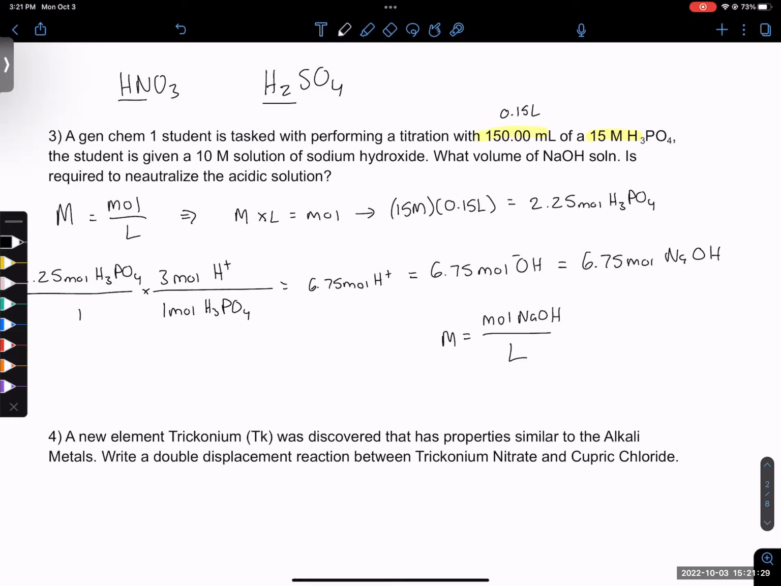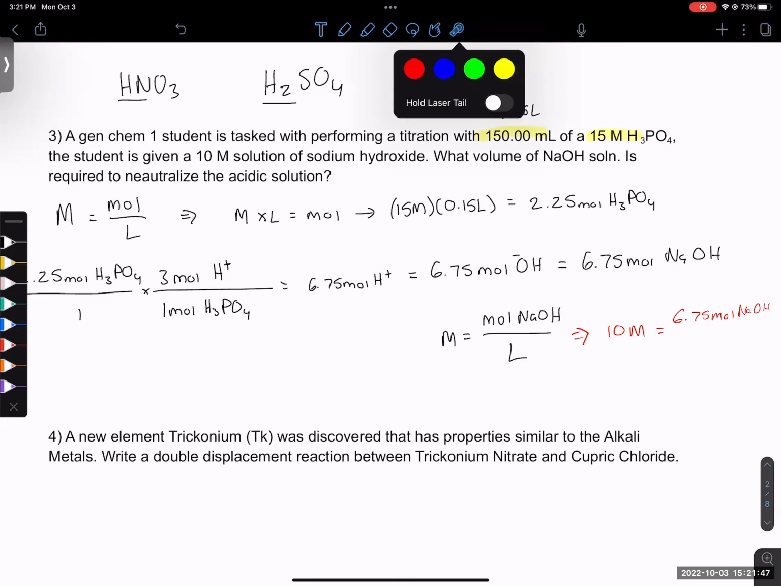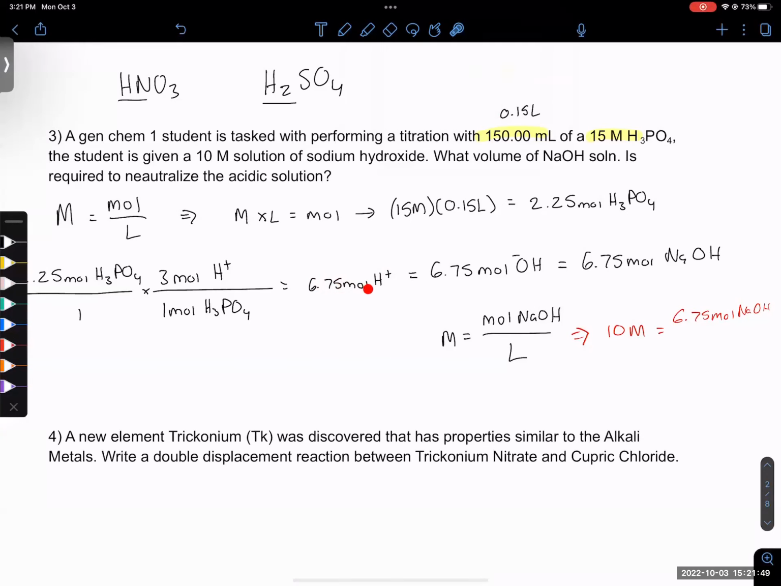All right, so the molarity of the sodium hydroxide solution was given to us, and it's 10 molar. And the moles we figured out was 6.75 moles of NaOH. That's from this relationship here, right? For every 1 mole of H plus, you need 1 mole of OH minus to neutralize it. And for every 1 mole of OH minus, you have 1 mole of sodium hydroxide. That's the relationship on why we got that.